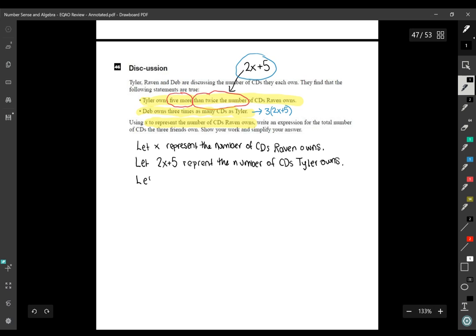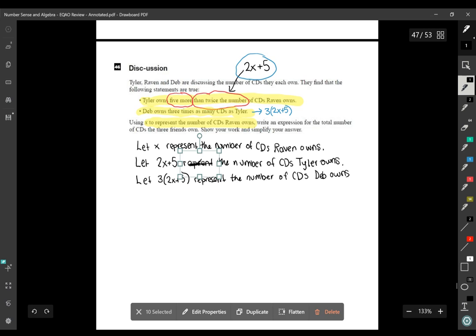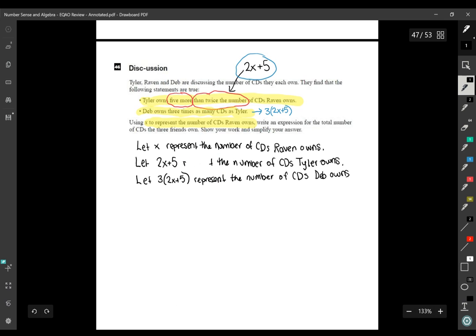So we're going to let 3 times (2X plus 5) represent, don't mind my bad spelling up here, represent the number of CDs Deb owns. Okay. Oops, sorry. Delete. Okay. Represent. Okay, so back to the question.